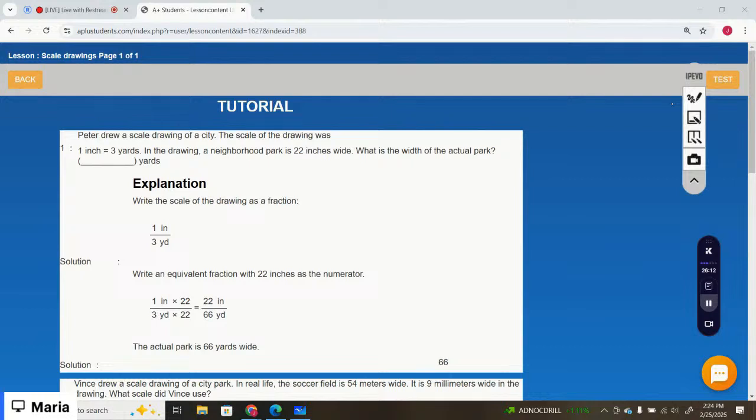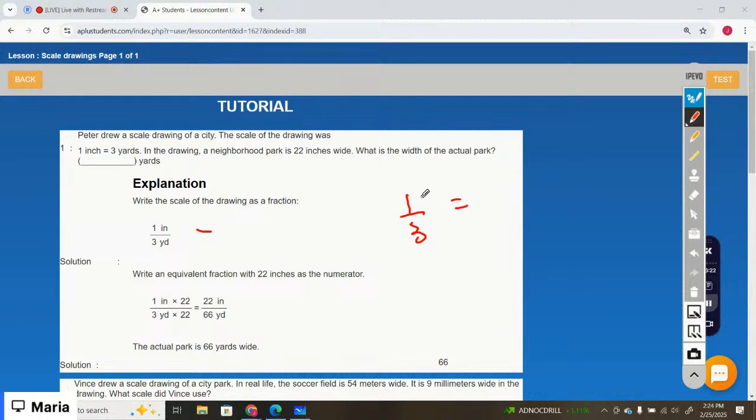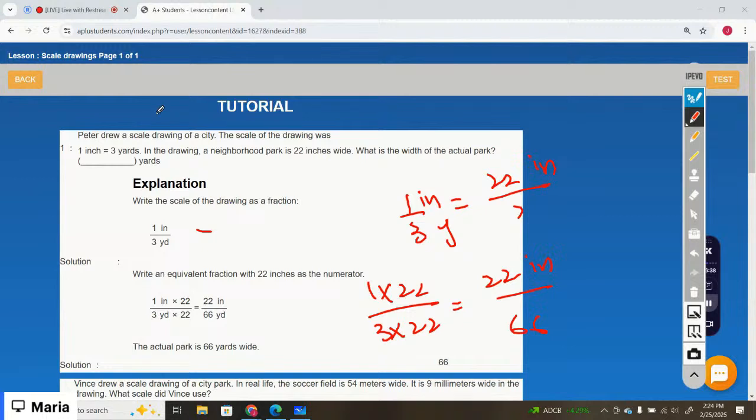You have to do 3 times 22. You have to convert from inches to yards. 1 inch to 3 yards, so 1 times 22 is 22, and 3 times 22 is 66. So that is 66 yards wide. The actual park is 66 yards wide.